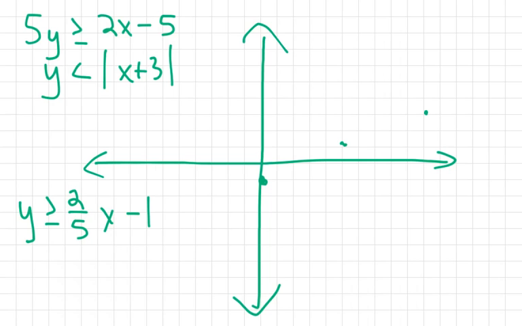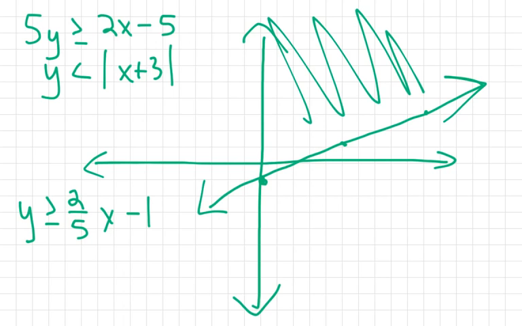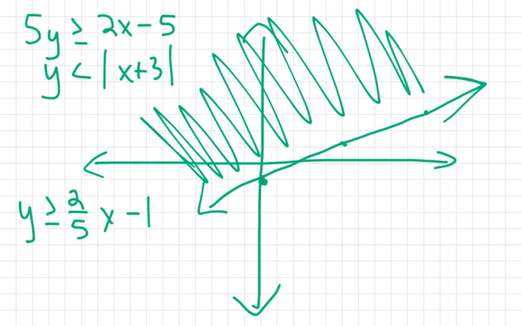And we can plot our line. It is a solid line. Let's see how straight I can get this. Not bad. Okay, so lastly I need to shade. This tells me that I need y values that are greater than or equal to 2/5 x minus 1, our line. So I will shade above. Alright.